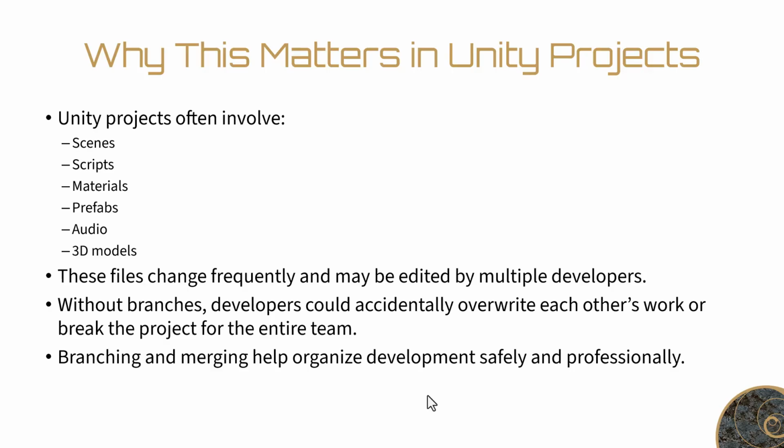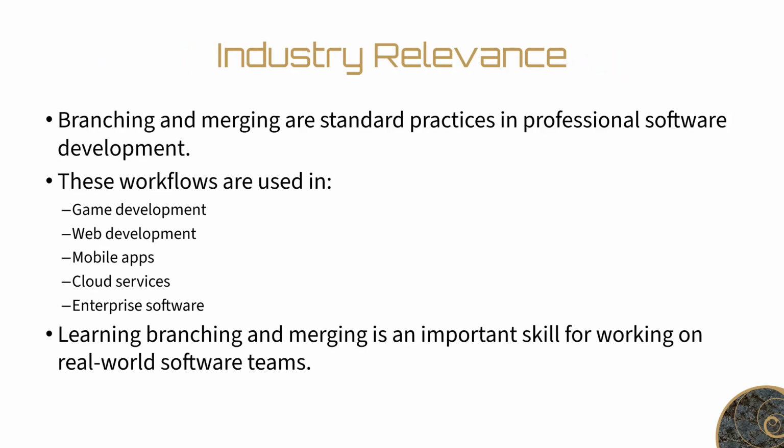So by creating a feature branch, you ensure that the next person that grabs the dev branch doesn't get a half-done feature in there, start with some broken code, and then you have multiple people debugging the same things. So it is really critical for a team effort to have the ability to do this. Branching and merging also helps organize development safely and professionally.